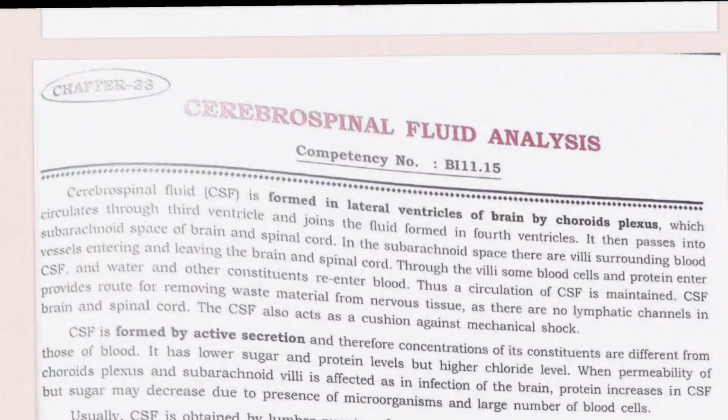In the subarachnoid space there are villi surrounding blood vessels entering and leaving the brain and spinal cord. Through the villi, some blood cells and protein enter CSF and water and other constituents re-enter blood. Thus, a circulation of CSF is maintained. CSF provides a route for removing waste material from nervous tissue.